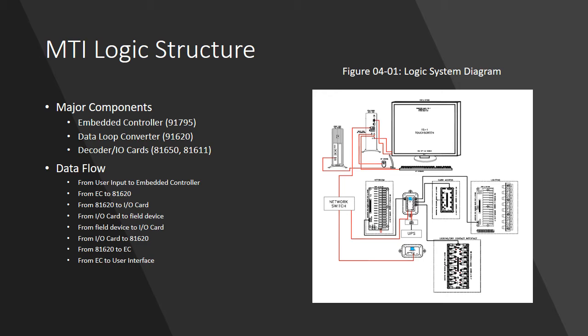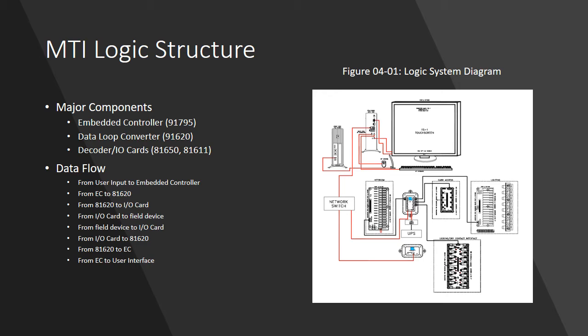From a user input through the MTI control station Provision software, that input is sent to the embedded controller via TCP/IP over the Ethernet, and then from the embedded controller that data is converted into a 64-bit output, which is sent to the 81620, and then from that 620 it is converted into the MTI data loop, which is then passed down to the I/O card or the decoder. The decoder takes that and translates it into actual physical outputs to a field device.